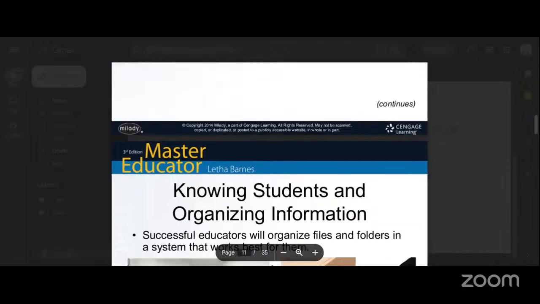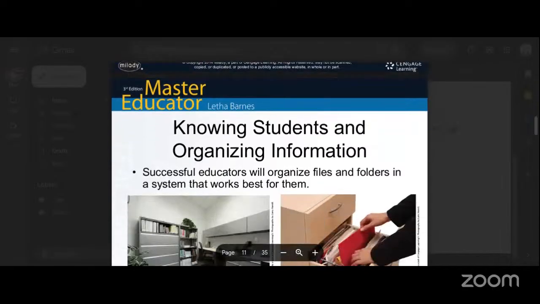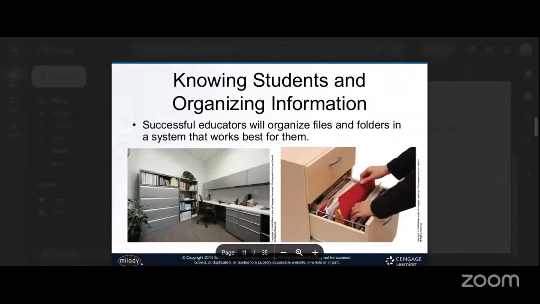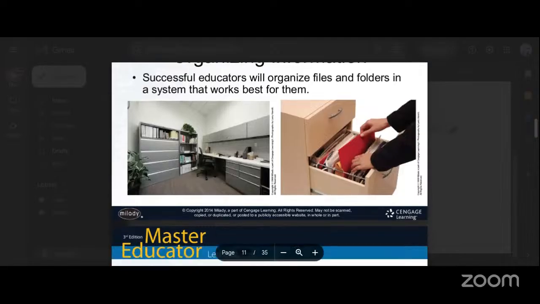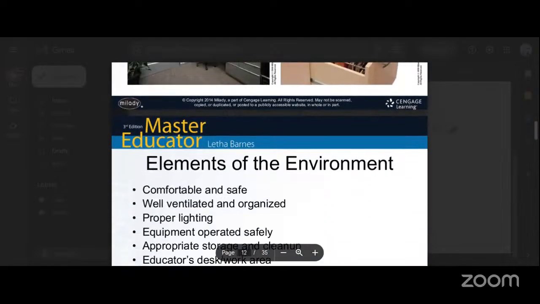And some people will say document, document, document. Okay. Knowing students and organizing information. It says successful educators will organize files and folders in a system that works best for them, which means you may not do everything that someone else has done, even though someone is training you, that works for them. You can take the information and say, okay, this is how I learn best. So remember, educators have to know how they learn and observe as well. And you do it as it works best for you.